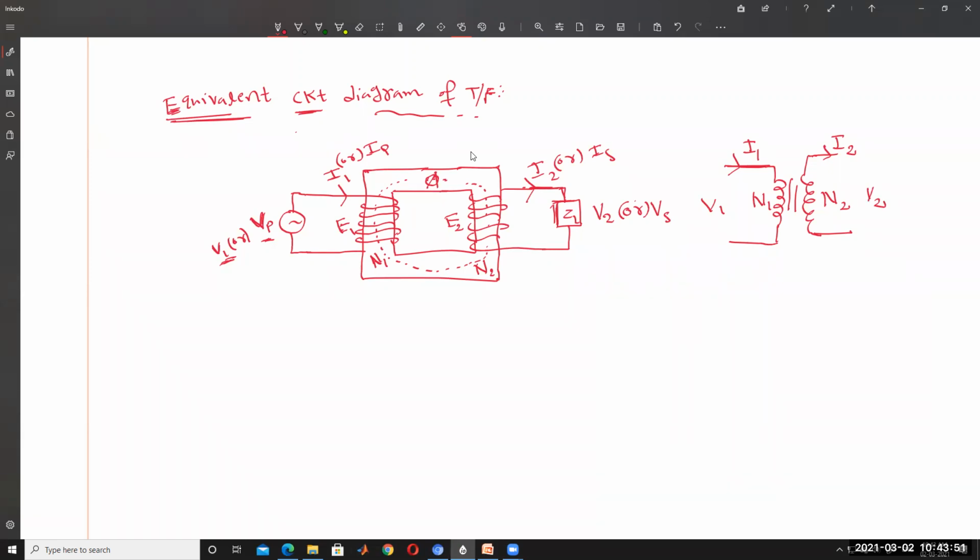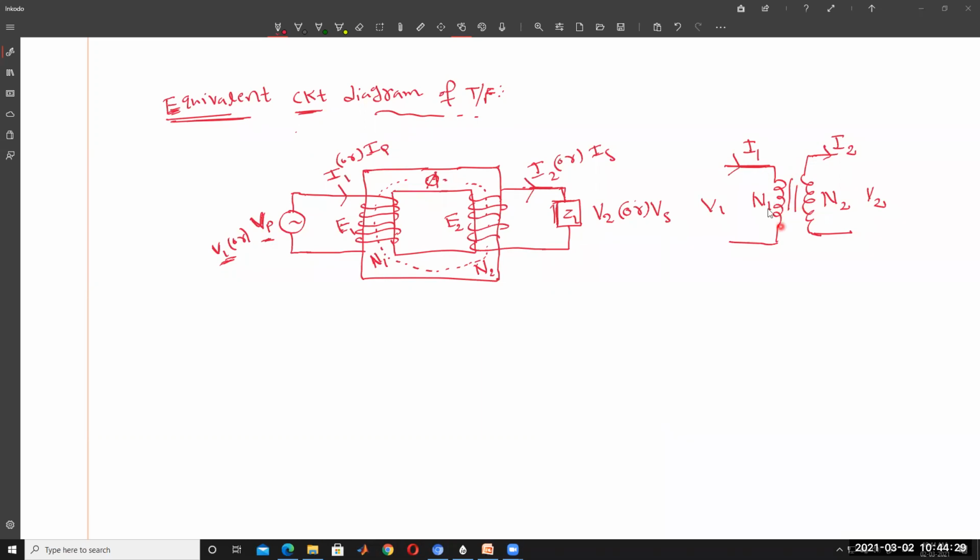This is not an exact equivalent circuit diagram of the transformer. The exact equivalent circuit diagram is different. In this circuit diagram, we have not included the winding resistance, the core loss component, the magnetizing component, and the leakage inductance. They are not represented here. So this is called the approximate equivalent circuit diagram of the transformer.